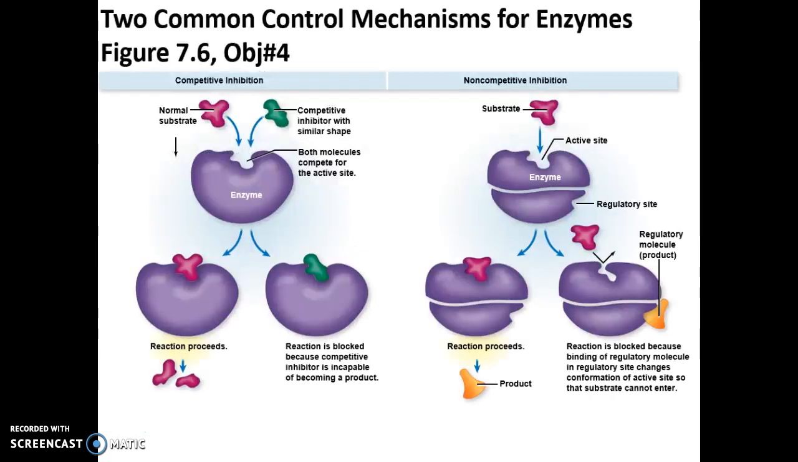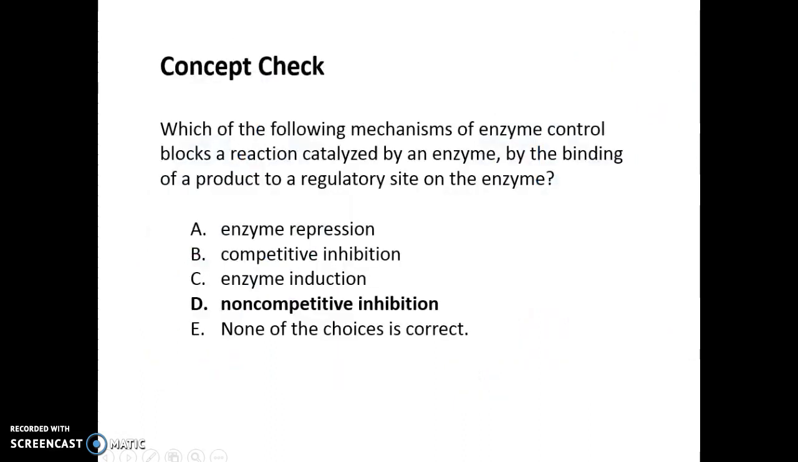And if we look at figure 7.6, where it looks at the two forms of control mechanisms, you have competitive inhibition and non-competitive inhibition. The question read, which one acts through a molecule binding to the regulatory site, and this is that regulatory molecule, and so therefore the answer is going to be non-competitive inhibition.